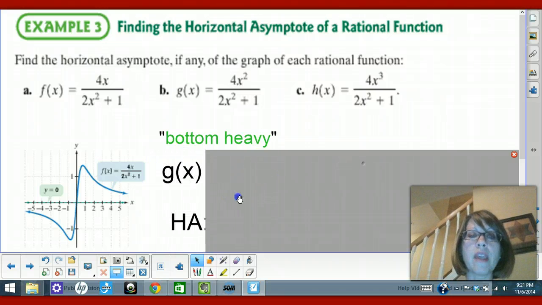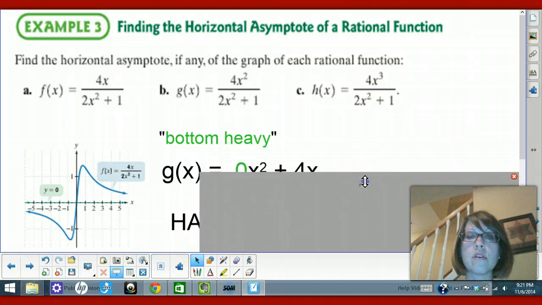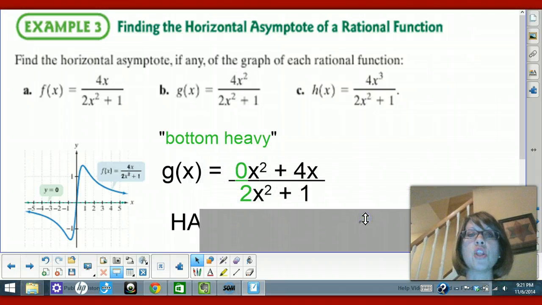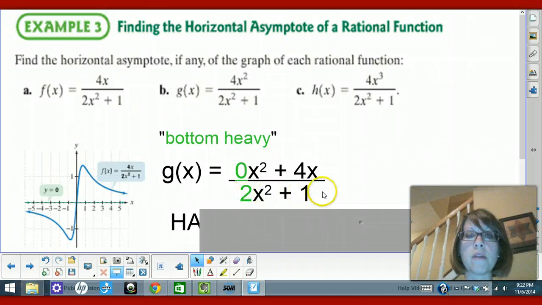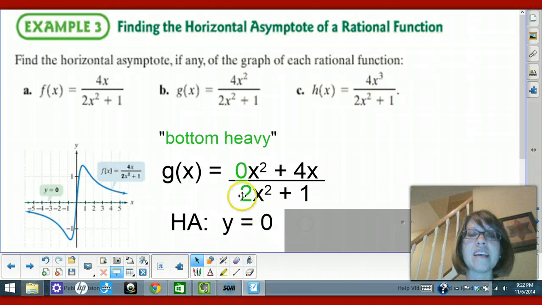So what we do to account for that is we are going to have the squared in the numerator as well as the denominator. Okay, so instead of just saying the numerator is 4x, we're going to balance this degree and say 0x squared plus 4x over 2x squared plus 1. The horizontal asymptote happens at 0 over 2, or y equals 0. Okay, it's the 0 over 2.